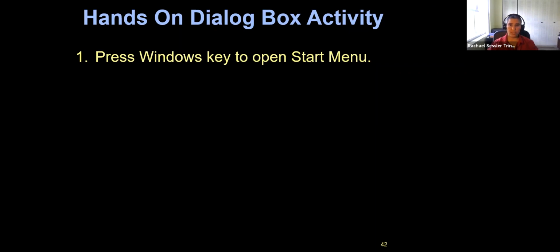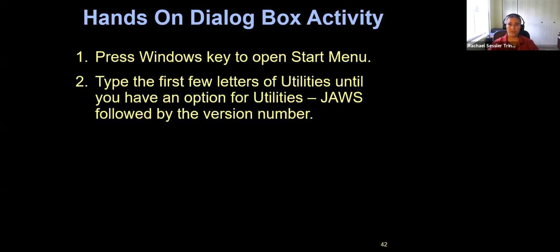So we're going to hit Windows key to open the start menu. I'm going to go through this first, and then I'll demonstrate it. And then you're going to type the first few letters of the word utilities until you get to the option that says utilities JAWS, and it would be followed by the number. So if you have JAWS 2020, it would say utilities 2020, 2019, whatever version you have. It doesn't really matter which one you pick. If you have JAWS 10, it's still going to have HJPad.